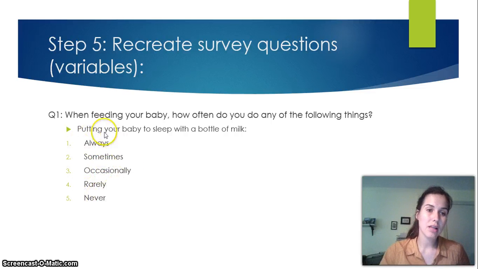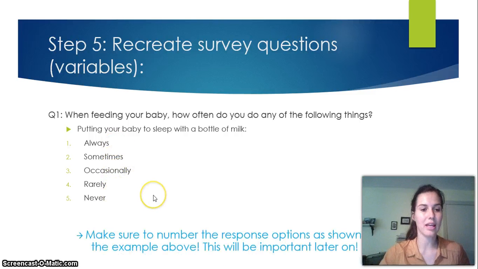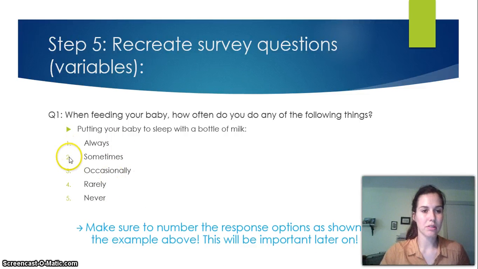Those response options maybe remind me of the student evaluations you have to fill out at the end of each course. They should be symmetrical. If you have an always, you have to have a never. If you have a sometimes, you have to have a rarely, and often there's one in the middle, occasionally, for people who are on the fence. You put down those response options, and then you will have to number them. That will become important later on when we start to run computations.